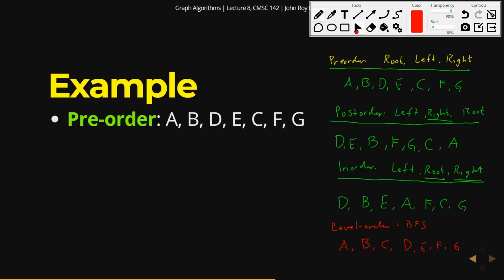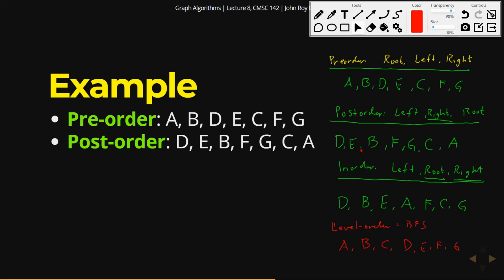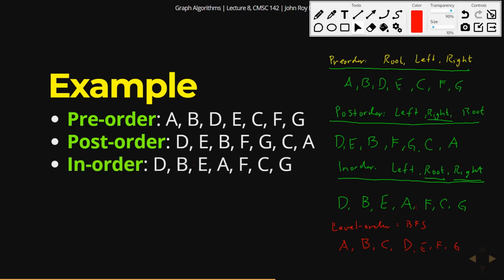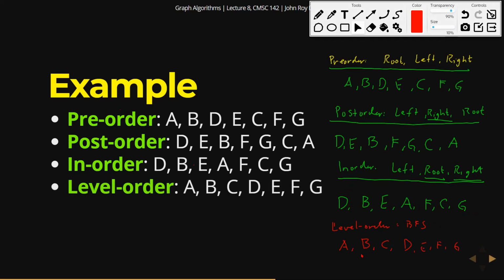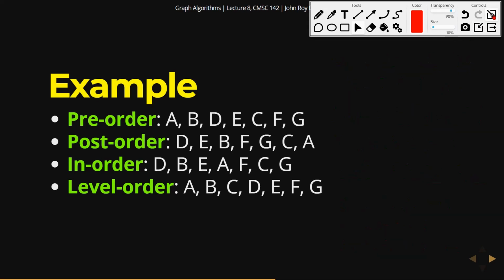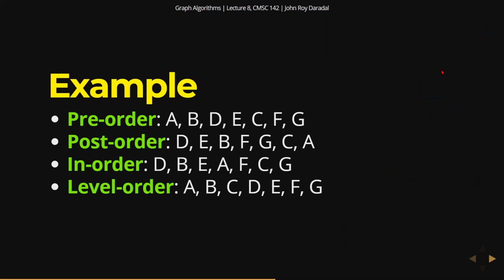And yeah, we have the pre-order: A, B, D, E, C, F, G. Post-order is D, E, B, F, G, C, A. In-order is D, B, E, A, F, C, G. Then the level order is just A, B, C, D, E, F, G. Okay? So yeah, that's the 4 orders for the 3 traversals.